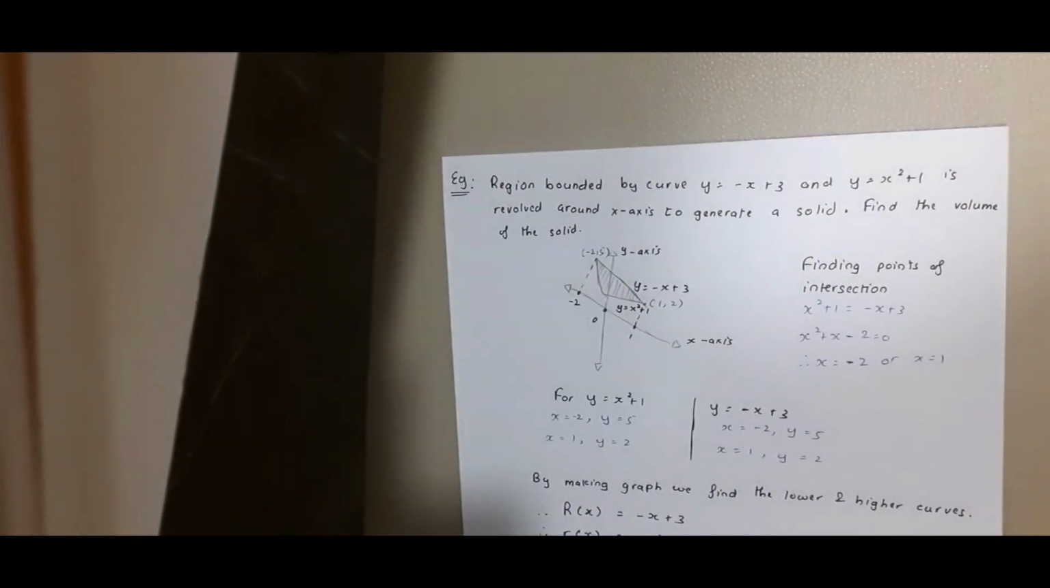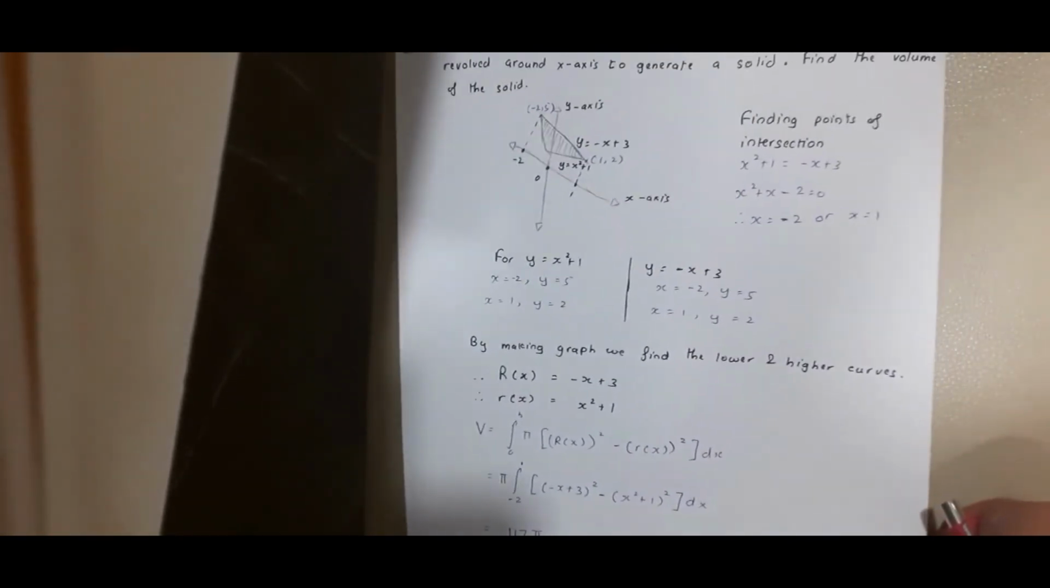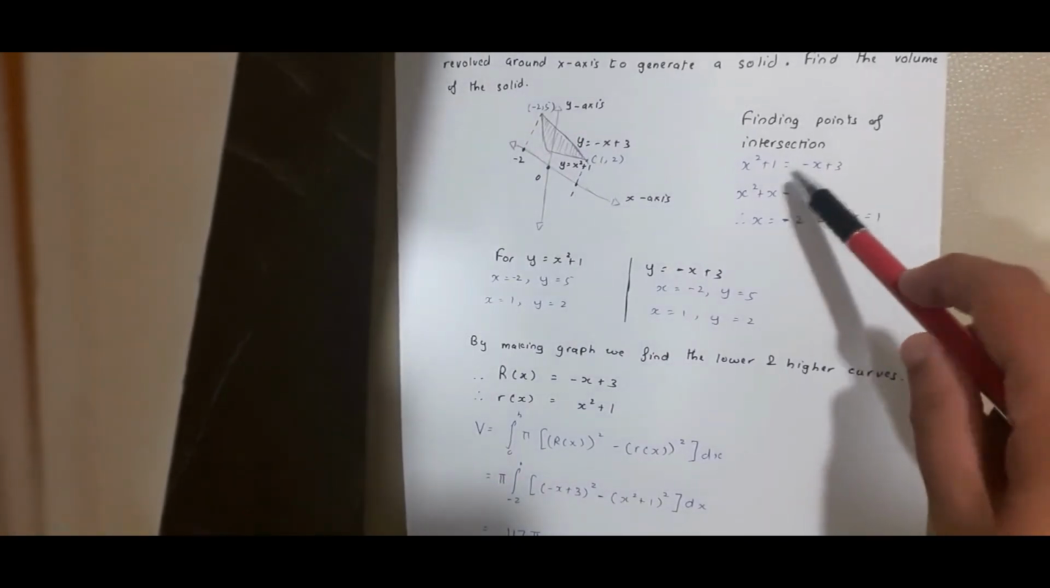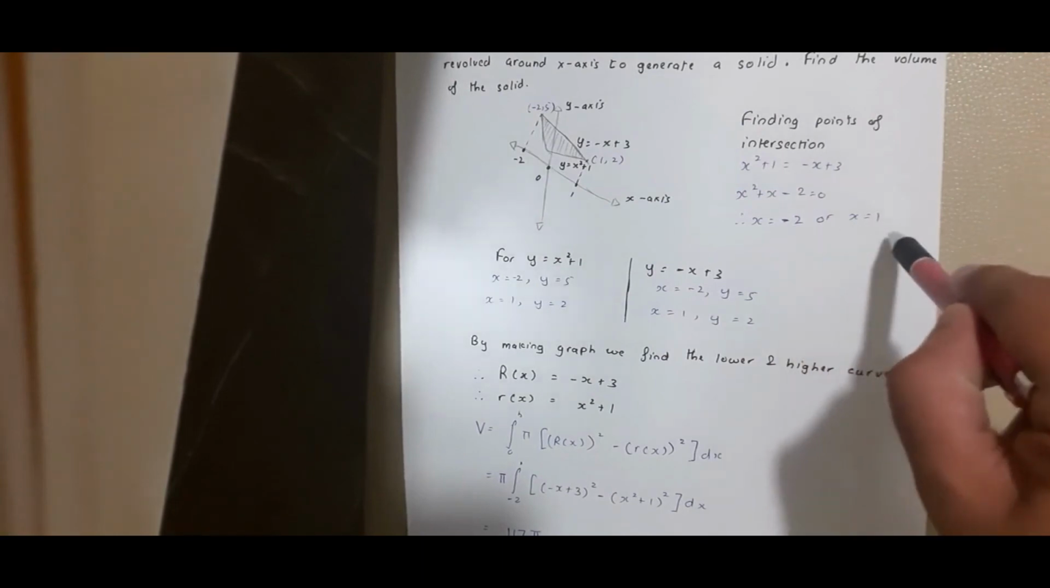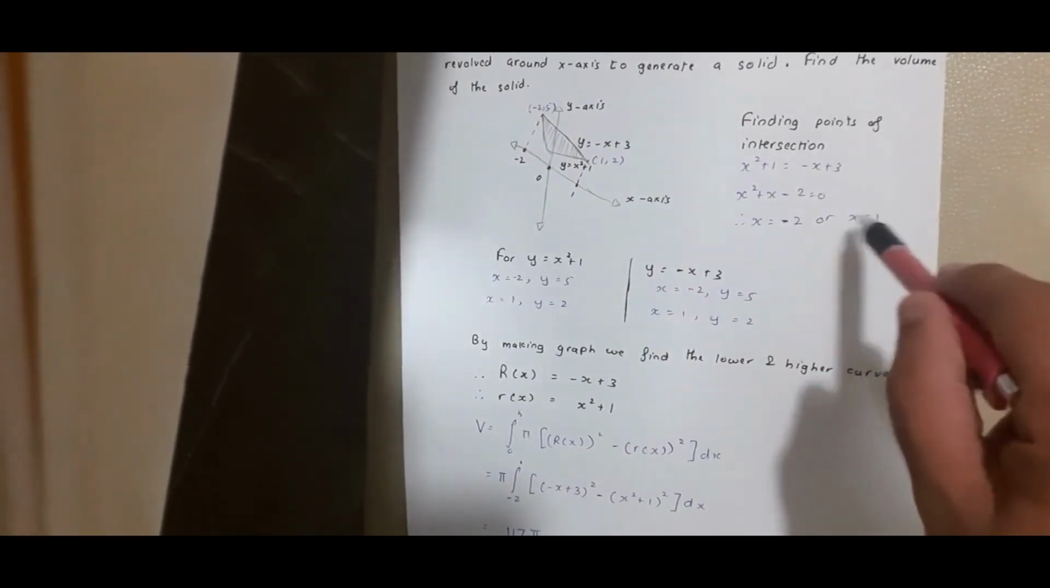Now why do you need to make the graph? You need to know which is the outer radius and which is the inner radius you are considering. Okay. So now we need to find where the points intersect first. Then we can equate x squared plus 1 equals minus x plus 3. On solving we get x is minus 2 or x is 1. So these are our limits, minus 2 to 1.